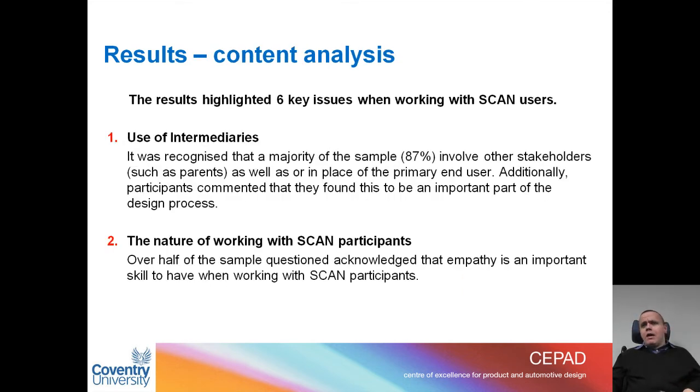Moving on to results. Now, these are quite neatly presented. They come under 6 distinct themes. The first of which, and the most popular that we found, was use of intermediaries. 87% either used intermediaries or other stakeholders as well as or in place of the end user. Now, we're going to talk about some of the problems with that approach and the advantages of that approach later. But for now, we'll leave it at that.